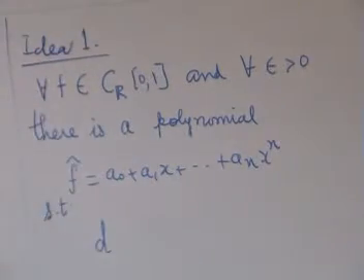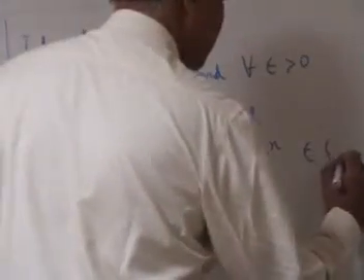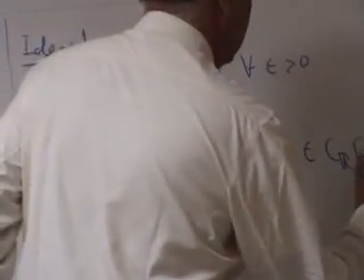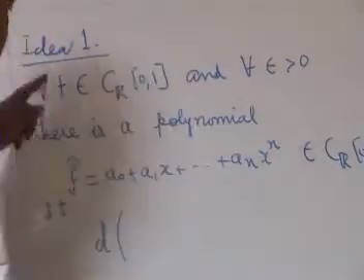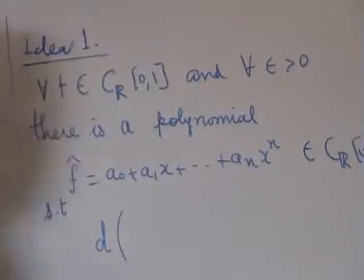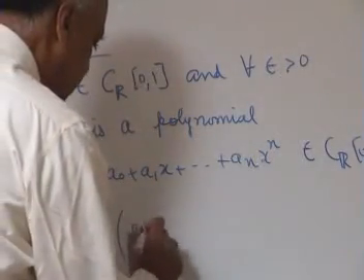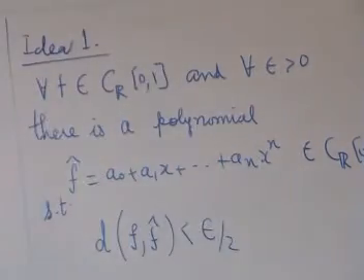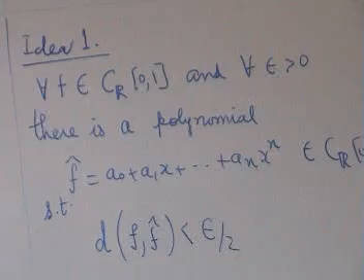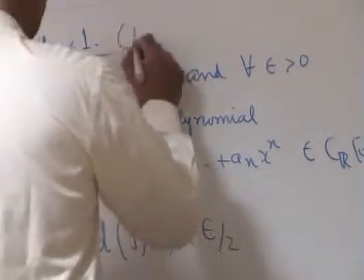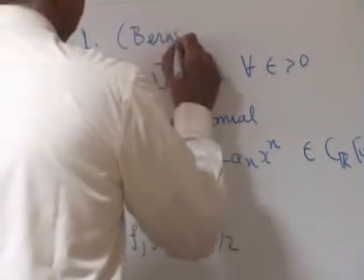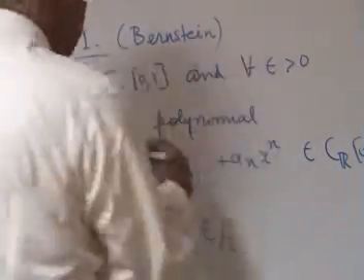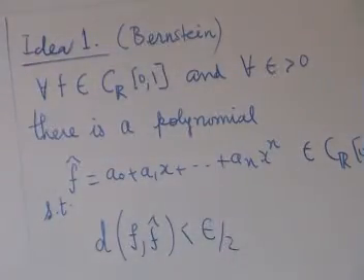any polynomial is a continuous function, right? Therefore, it is also in C_R[0,1]. Now, this is in C_R[0,1], this is in C_R[0,1], therefore I can talk about the distance between them. That is less than epsilon. This is the result due to Bernstein. These are called Bernstein polynomials.